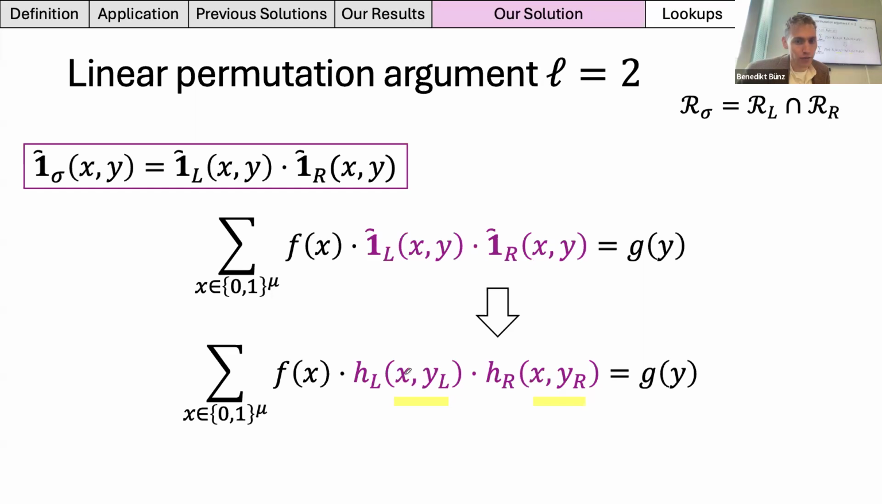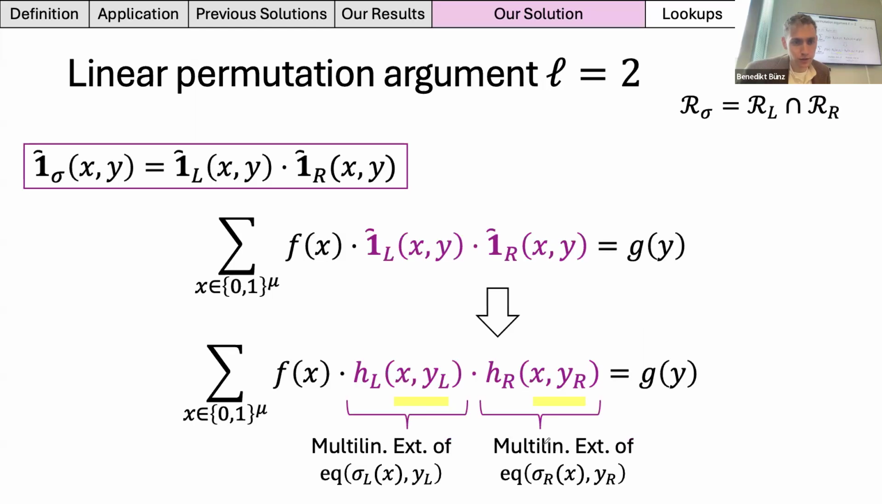So how many variables do they have? Well, x is mu variables and yL is mu over 2 variables, and same here. So they have 1.5 mu variables. And the size of a multilinear with k variables is 2 to the k. So this is 2 to the 1.5 mu. 2 to the mu is n, so it's n to the 1.5 in size. However, it's very sparse, right? It only has n non-zero bits.